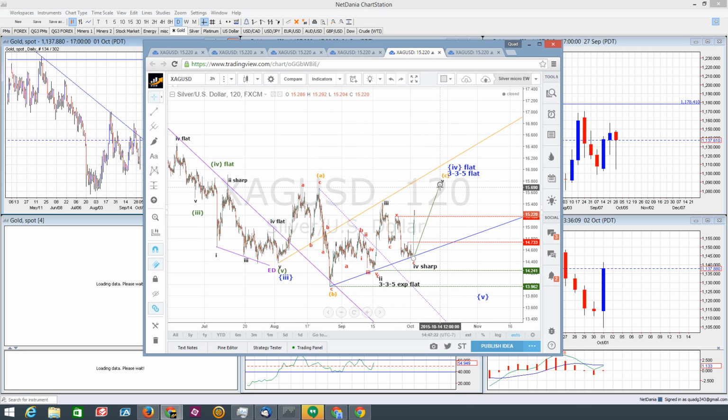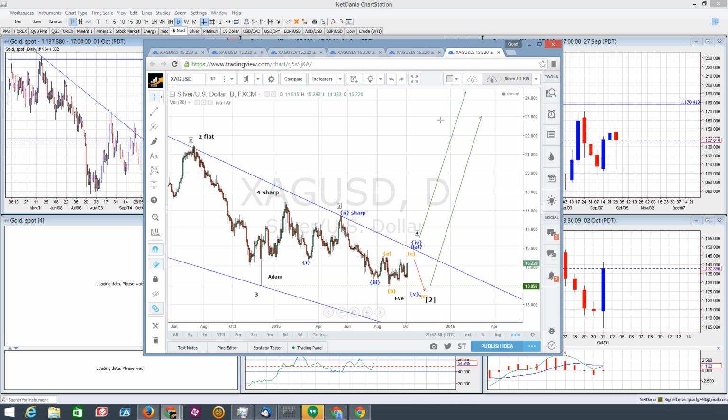But then if this count is correct, then it may just buckle right back over once we take out the top of wave A. A move above 1600 may change the picture entirely. $16. We get above that level, and it could allow for a stronger run to the upside, and I'll show you why in this next slide.